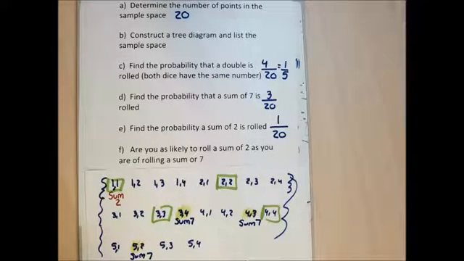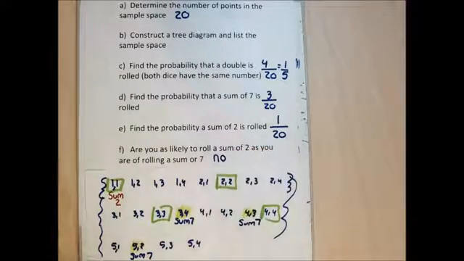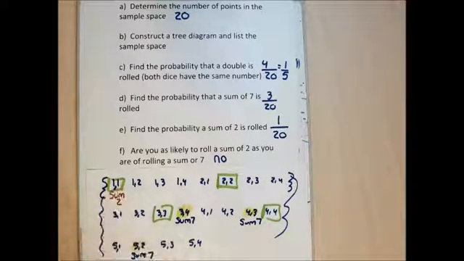Part F says, are you as likely to roll a sum of a 2 as you are to roll a sum of a 7? Absolutely not. You're 3 times more likely to roll a 7 than a 2. So this is no. It's easier to get a 7 than it is a 2 because there's 3 different ways to make a 7 and only 1 way to make a 2.